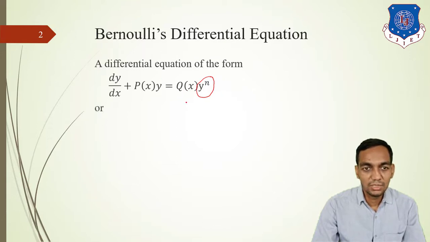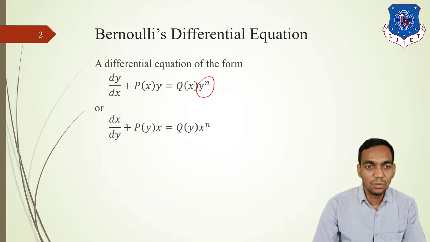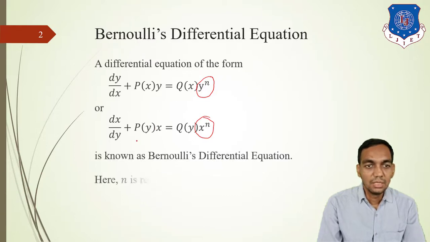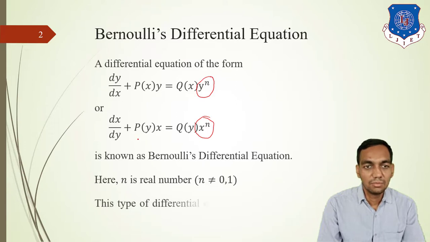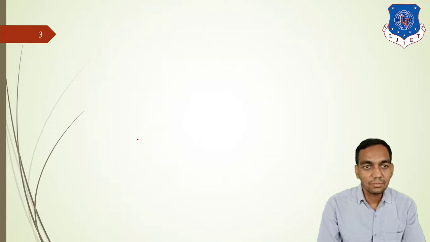And Bernoulli's differential equation in another form may be in the form of dx/dy + p(y)x = q(y)x^n. Now in this case, if you have to solve this equation, we are going to reduce this Bernoulli's equation to the linear form.